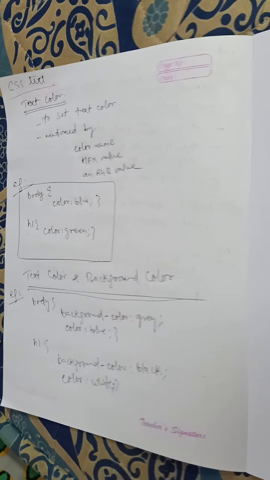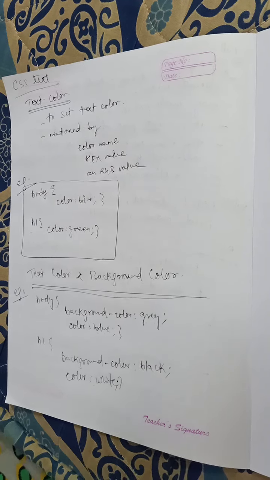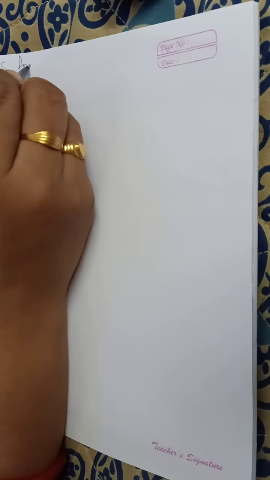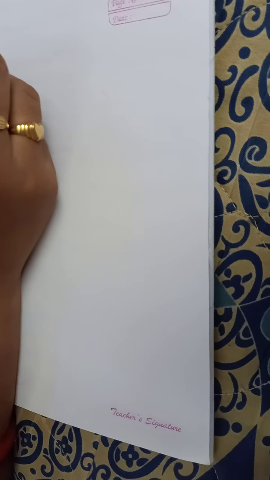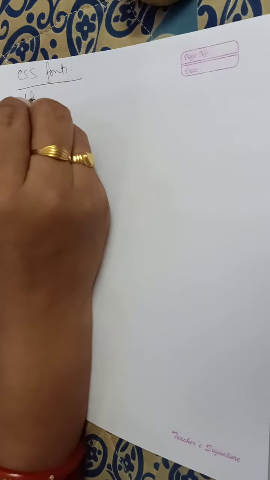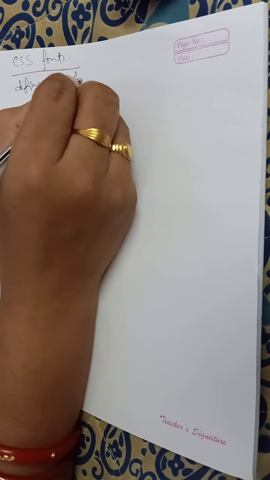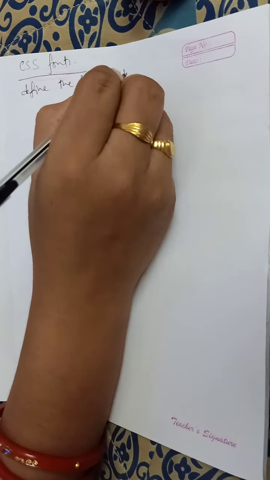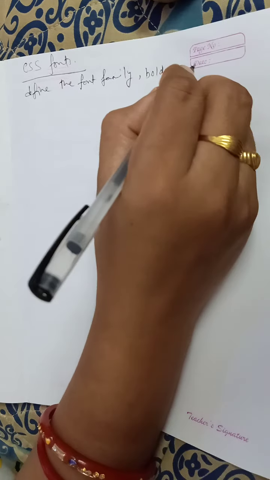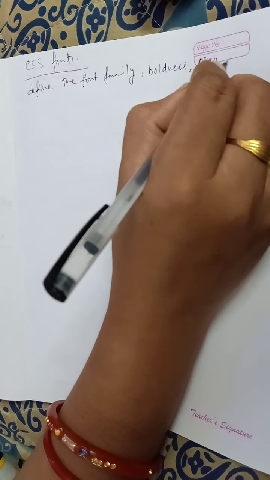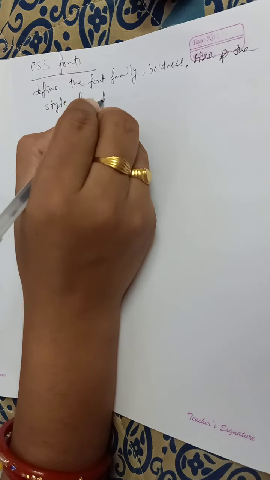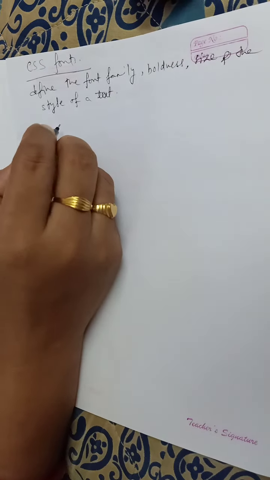So similarly we can go for your text alignments and all also. Okay, now coming to our CSS fonts. So these font properties define the font family, boldness, size, and the style of a text.